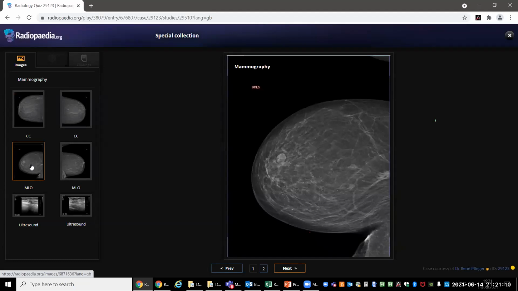The lesion is seen in the inferior quadrant, ma'am, and it has spiculated margins. So it is highly suspicious of some, I think BI-RADS 4 or 5 lesion, which needs to be further evaluated by image guided biopsy.